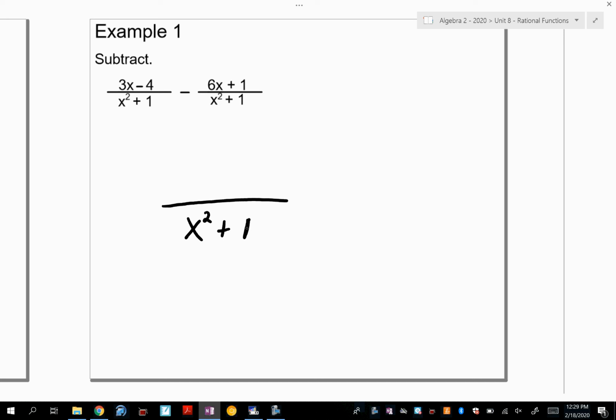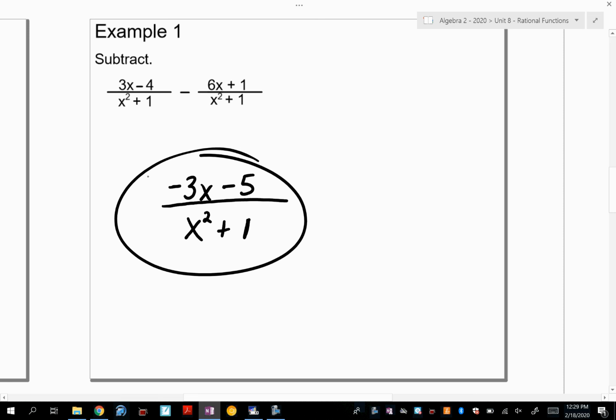3x minus 6x. Very good. Negative 4 minus 1. Negative 5. And you did it. That's the answer? It took 20 seconds.